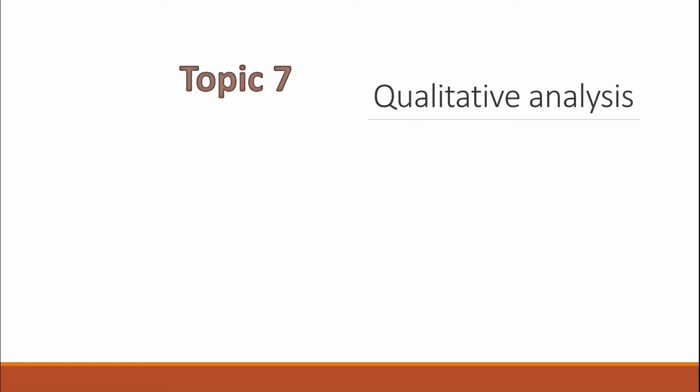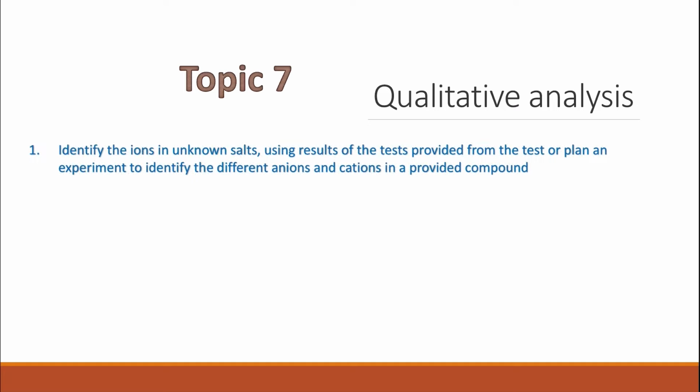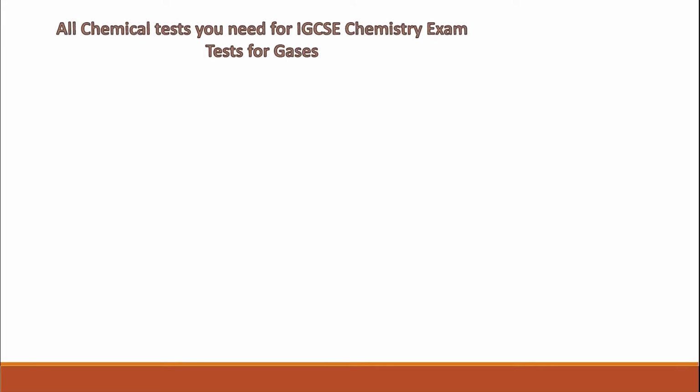Qualitative analysis. So these are the chemical tests that you use to identify gases, anions, or cations. It has become very common in the exam lately that they give you a question with a certain ionic compound, and ask you to identify the two parts of the ionic compound, the cation and the anion. Sometimes they provide you with several and ask how to differentiate between them. So you need to revise the tests for all of the gases, anions, and cations. So let's have a quick look at the ones that you need to know.